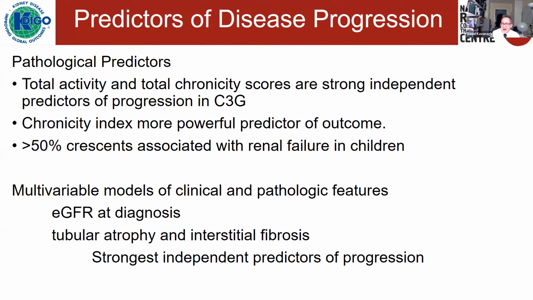Predictors of disease, well, perhaps unsurprisingly, evidence of chronicity, either pathologically in the form of tubular atrophy and interstitial fibrosis, or the presenting eGFR, are poor prognostic markers. In some studies, certainly in children, crescentic disease is also associated with renal failure.